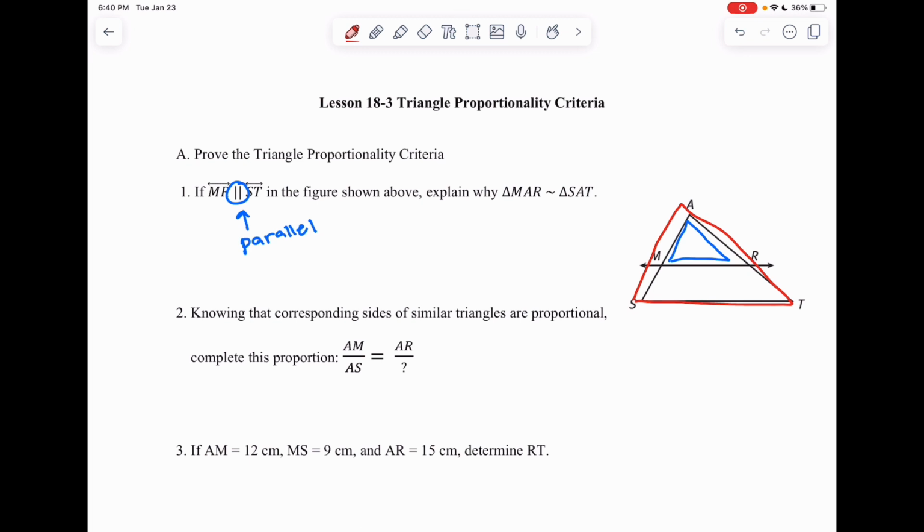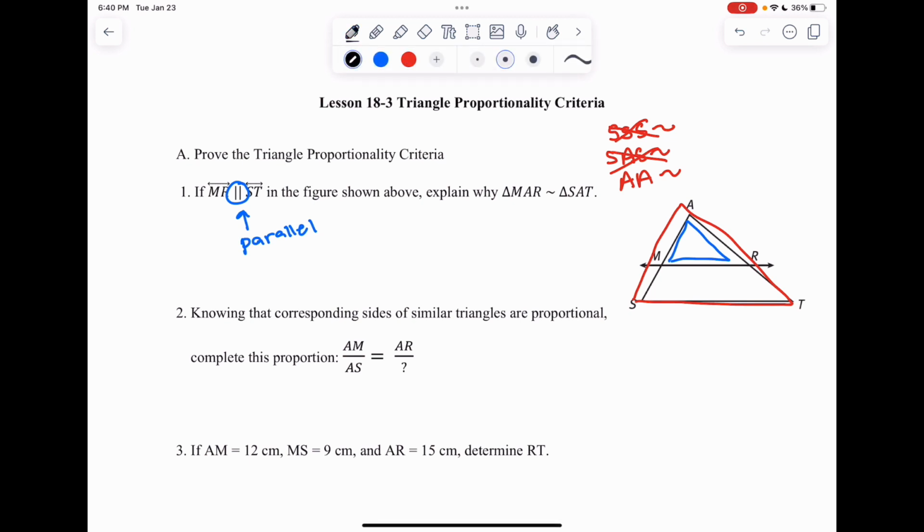Well, remember our three similarity criteria are SSS, SAS, and AA. Now, because my triangles don't have any side lengths on them, we can't possibly check for SSS or SAS. So it looks like we're down to AA. And because my two lines right here are parallel, we have to remember that parallel lines come with angle relationships. And so angle M is going to be congruent to angle S because those are corresponding angles.